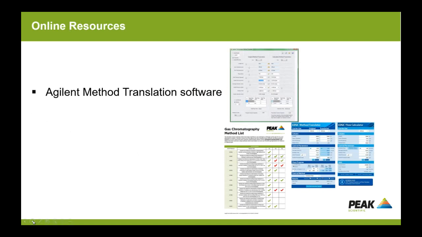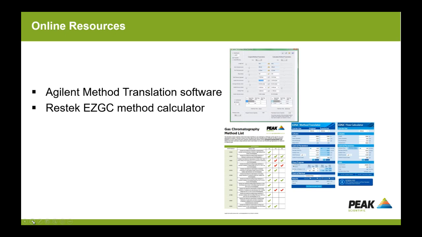In terms of online resources, there are 2 method translation options for you available online. There's one from Agilent and there's also one from Restek, both of which work in a very similar way, whereby you can input your current method parameters. So you can put in the carrier gas you're using, the column dimensions, any oven ramps that you have, and then you can put in the gas that you wish to convert to, and it will give you an idea of how the method will look.